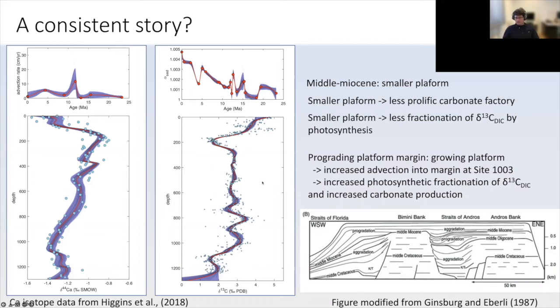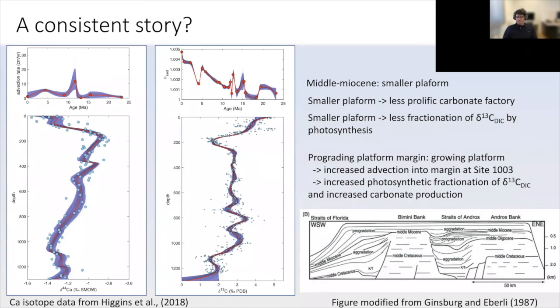And then as it evolves, you have this expanding carbonate platform, which results in a more prolific carbonate factory. You're producing more sediment to be deposited on the margin, and that would then outcompete whatever pelagic input we're seeing at the site. And also you see this increase in fractionation on the platform top. And this prograding platform margin is also associated with the same transition that we saw in the advection rates, where you're prograding out closer to where site 1003 is, and you start showing more of this advection into the platform interior. So this tells a consistent story at the very least.